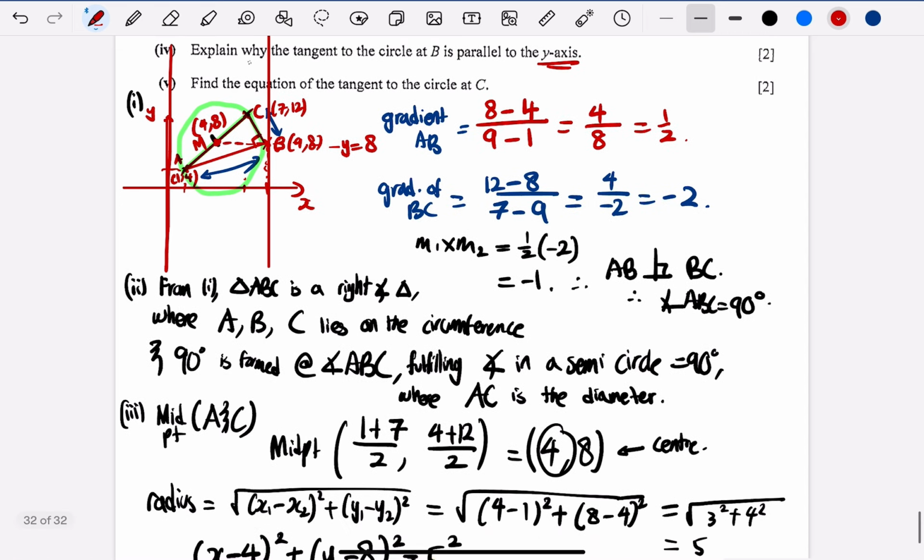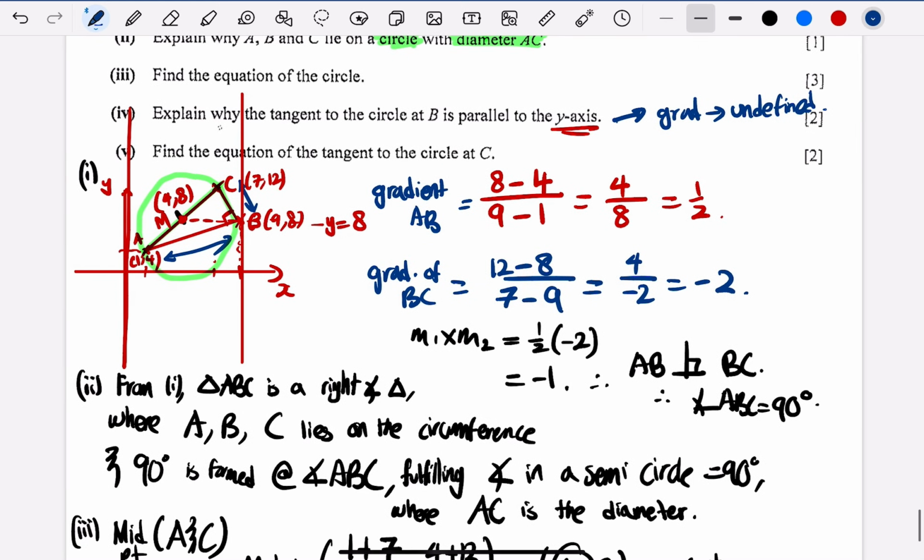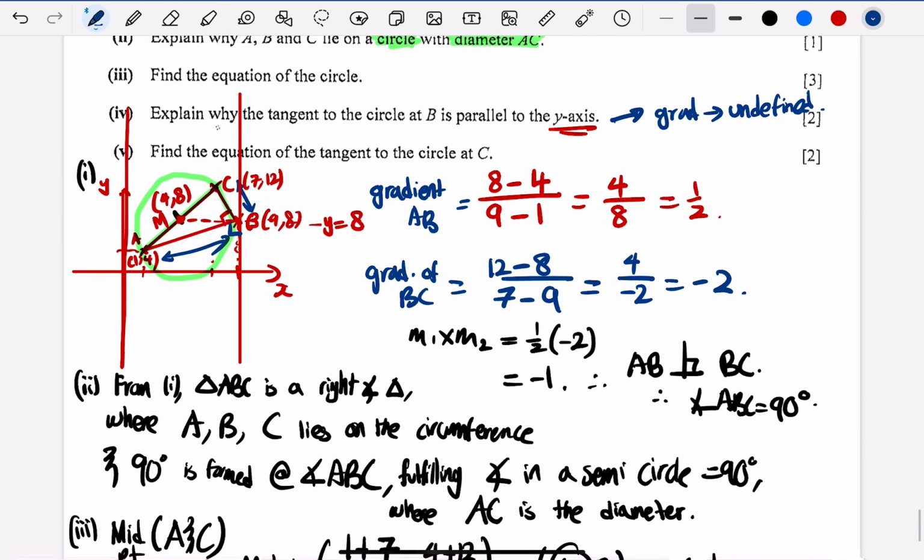Since we know that, we can first tell them that for it to be parallel to the y-axis, it will essentially mean that my gradient is undefined. For my gradient to be undefined, you can see that there's a tangent and there's a normal here. We can first find the gradient of our normal, which we will get to be 0. And from that, you can do the gradient of my tangent, which is your m1 times m2, and you will show that essentially your gradient is undefined. And since your gradient is undefined, you can prove that it is therefore parallel to the vertical axis.